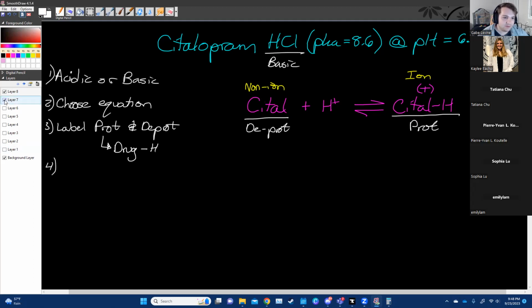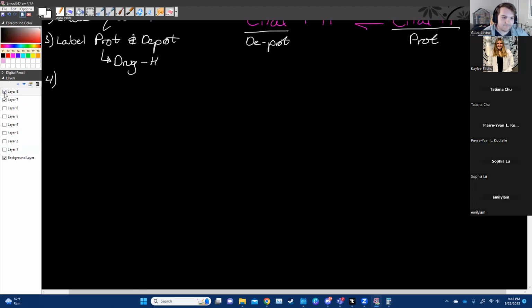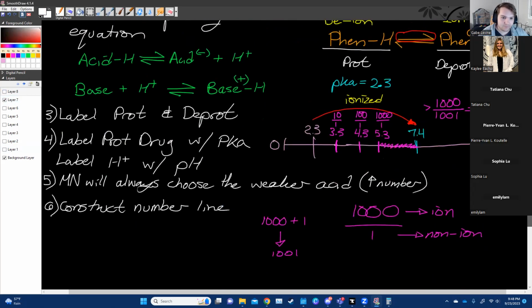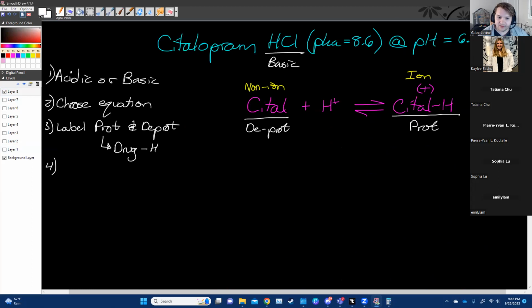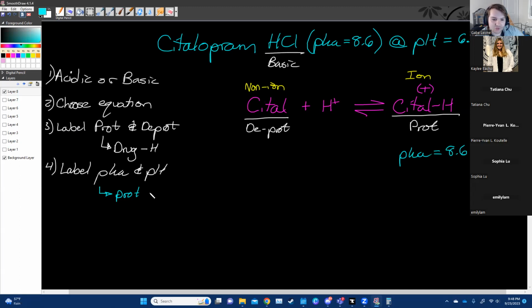Step 4 is we're going to label the protonated drug with pKa and label the H plus. pKa will always get written below the protonated drug. So this goes to the protonated drug. And pH will always follow the H plus.